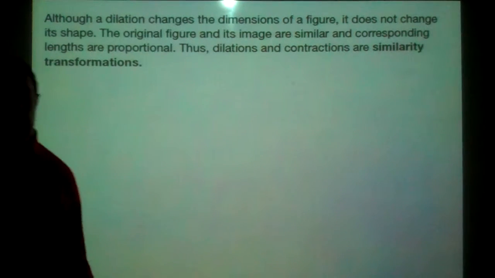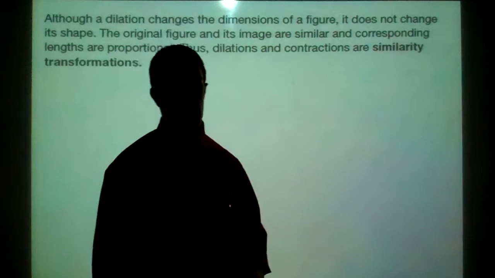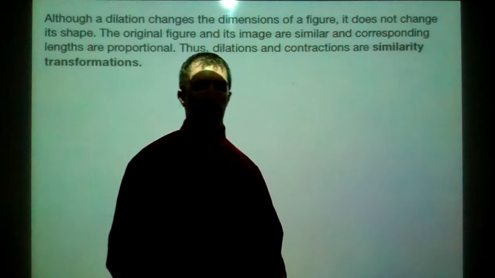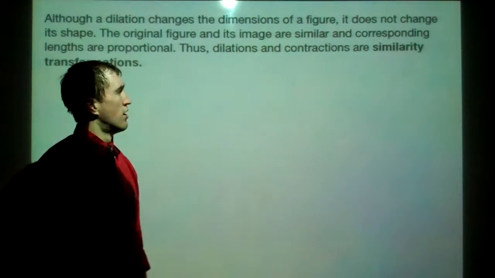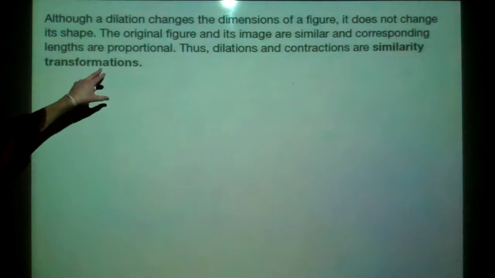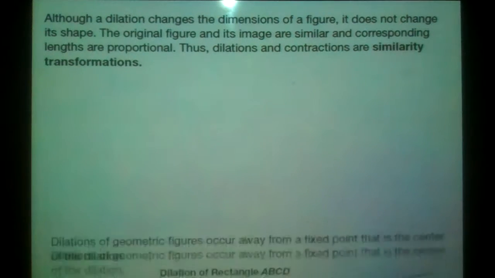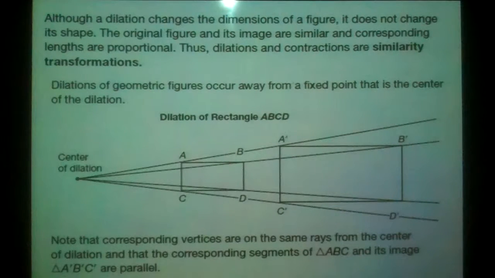So the previous 3 transformations were congruence transformations because the shapes were still the same, even though they may have been positioned in a different area. These are similarity transformations. The shape is not the same, but they are in proportion with each other. So we can see that right here.